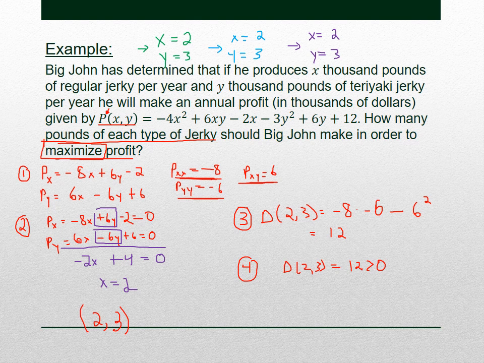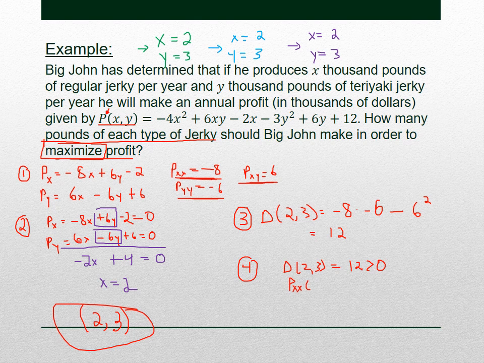Okay, so what is that? Well, negative 8 times negative 6 would be positive 48 instead of negative 48. And then minus 6 squared is 48 minus 36, and that's 12. Okay, so we got 12 from step 3.